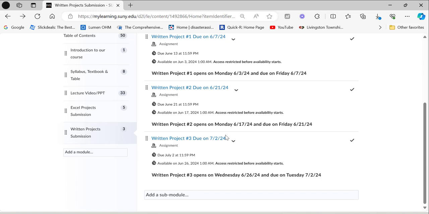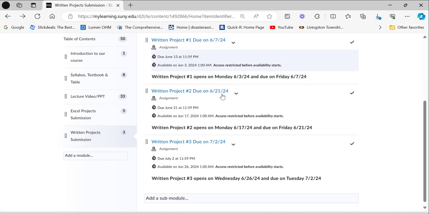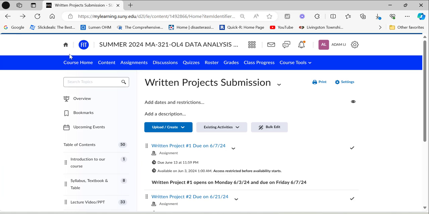Return project number 3, similarly, will be open on Wednesday, June 26th, and then it's due by Tuesday, July 2nd, which is the last day of summer one, right? So you just need to pay close attention to this. And none of this is available yet, right? The first one will be available on June 3rd, 1 a.m. The second one will be available on June 17th, 1 a.m. The third one will be available on June 26th, 1 a.m. Okay, and that's pretty much everything in our Brightspace course.